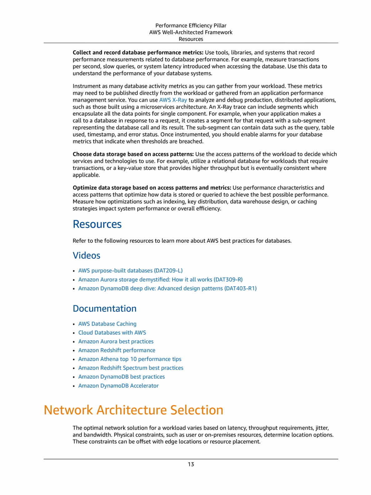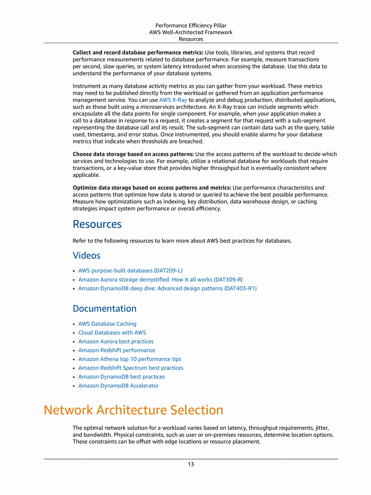Choose data storage based on access patterns. Use the access patterns of the workload to decide which services and technologies to use. For example, utilize a relational database for workloads that require transactions, or a key value store that provides higher throughput but is eventually consistent where applicable. Optimize data storage based on access patterns and metrics. Use performance characteristics and access patterns that optimize how data is stored or queried to achieve the best possible performance. Measure how optimizations such as indexing, key distribution, data warehouse design, or caching strategies impact system performance or overall efficiency.